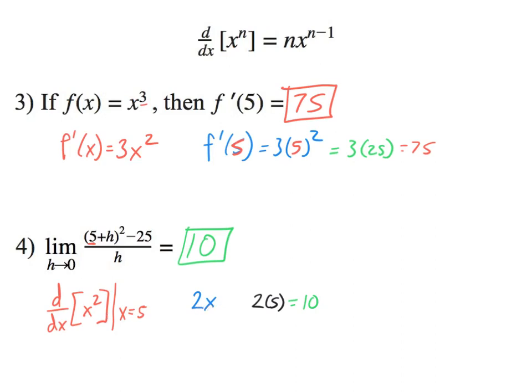Really, 2x to the first. If you wanted to, you could put a first power here. You don't have to, because 2 minus 1 is 1. Anyways, going back, 2 times what? Well, what number do you plug in? You plug in 5, and you get 10.